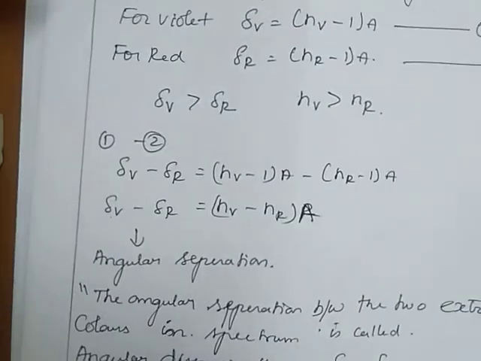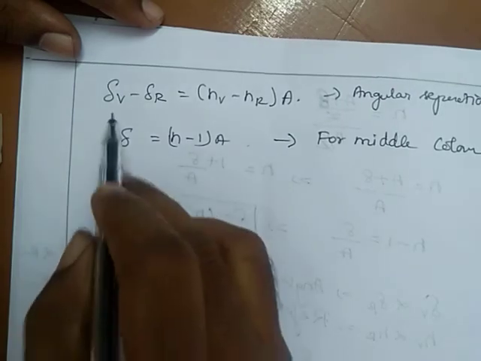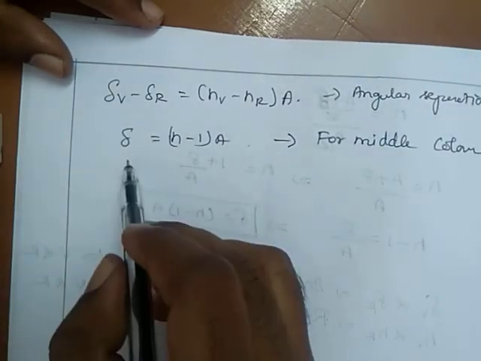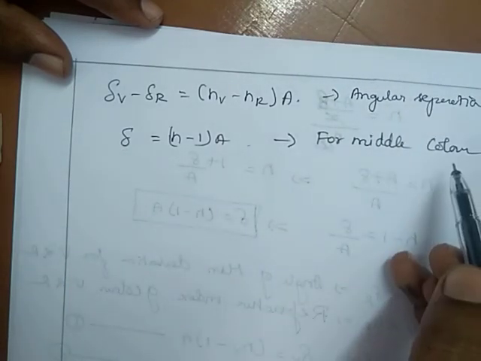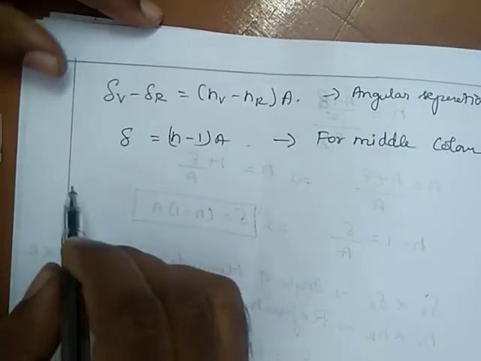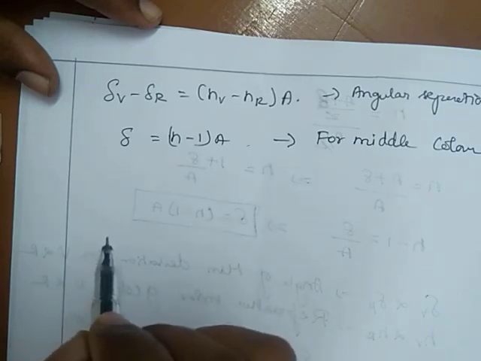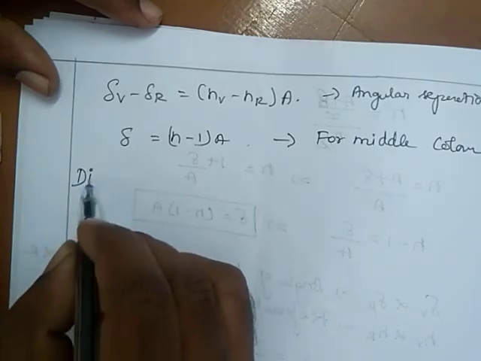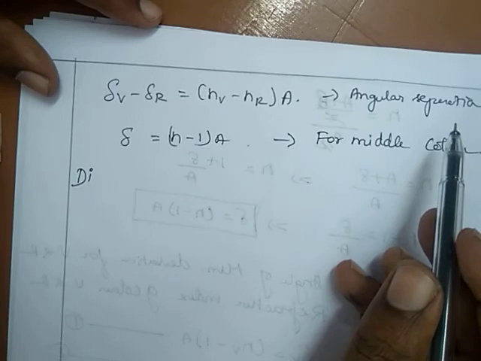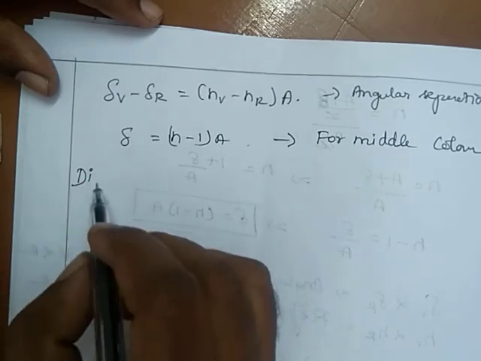Then let me see what dispersive power is. We know dispersive power is the ability of the material to produce dispersion. We know δV minus δR is the angular separation, and δ equal to (n minus 1)A is the angle of minimum deviation for the middle color, the average one. We can write dispersive power in terms of angular separation and middle deviation, using these two expressions.